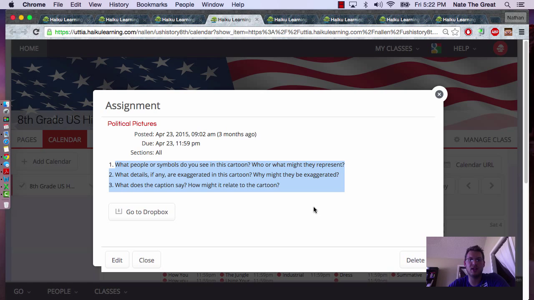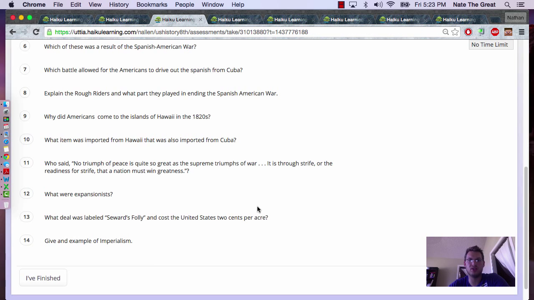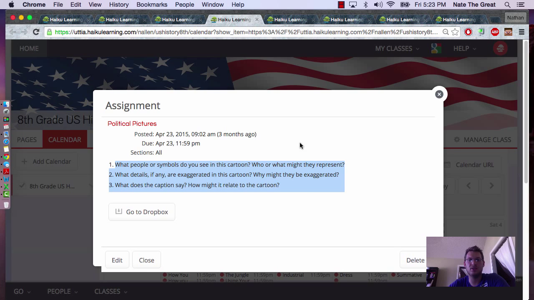Now, this right here goes beyond the facts. This asks them to look at a political picture and then describe what's going on in that picture, what the caption says under the picture, and who it might relate to. So this is getting them to try to think of not only the historical event, but the parts surrounding it. So we go from questions about a specific time to understanding why something happens.